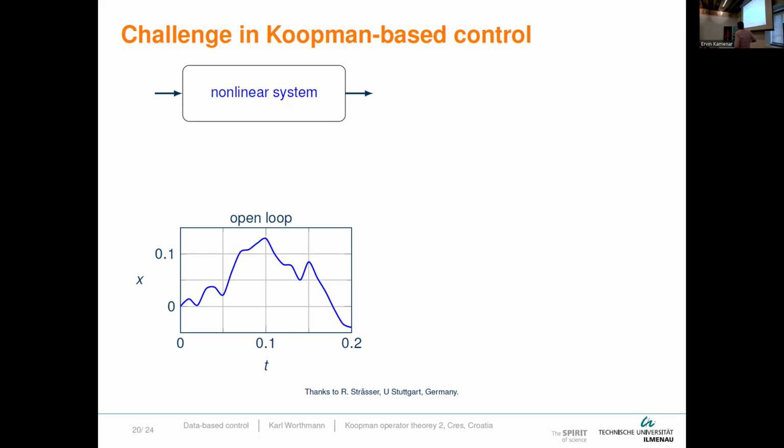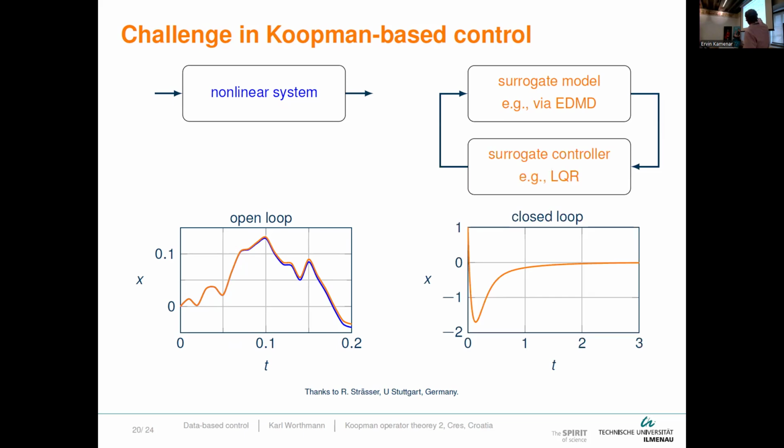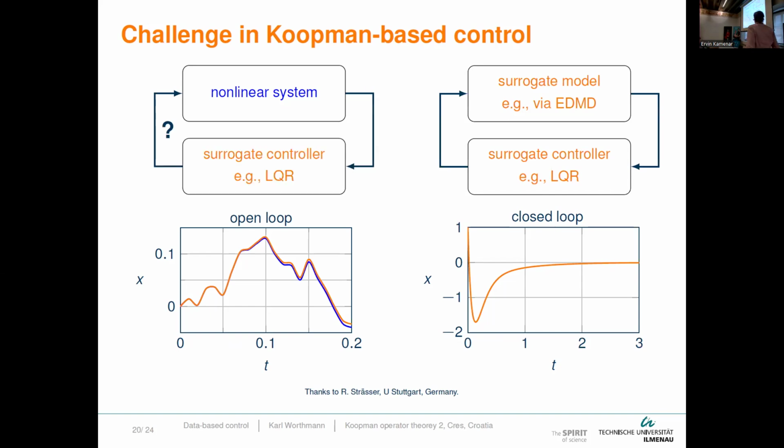And yes, so we have a nonlinear system. We have open loop predictions in MPC, for example. You have a surrogate model via EDMD. So that's nice. And you design a controller, for example, an LQG. It works nicely, set point stabilization. But the key question is, will that controller also work on my original system? That's what I'm actually interested in. And that's not always the case. So there you have to take some care. That's the main message of the slide.